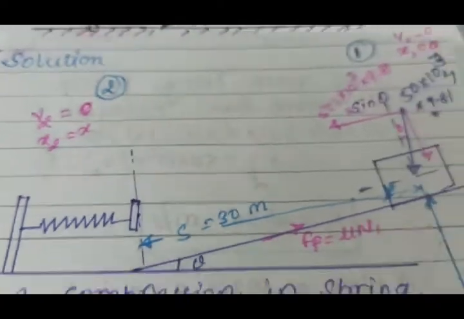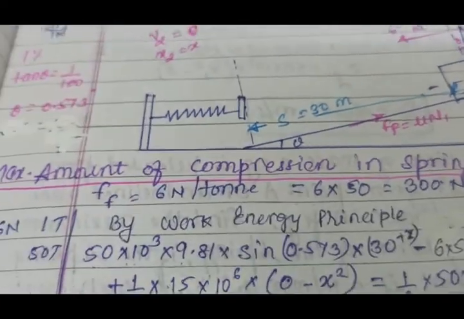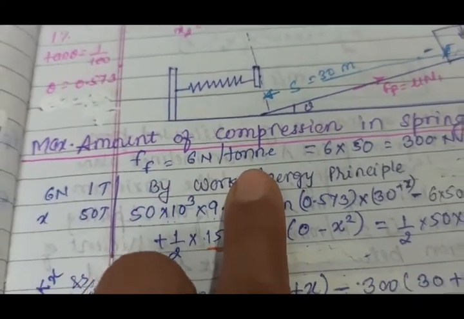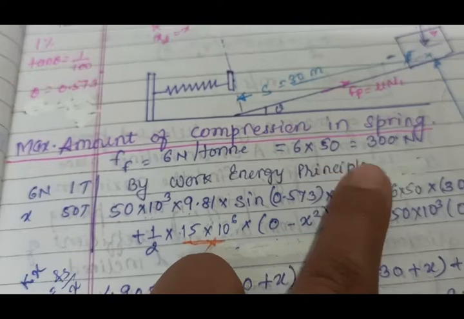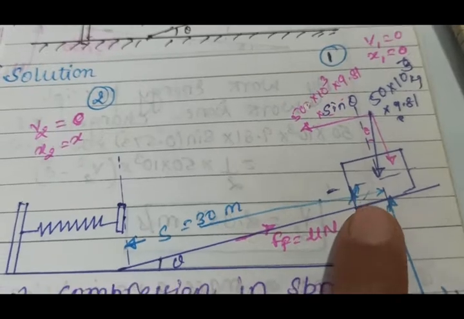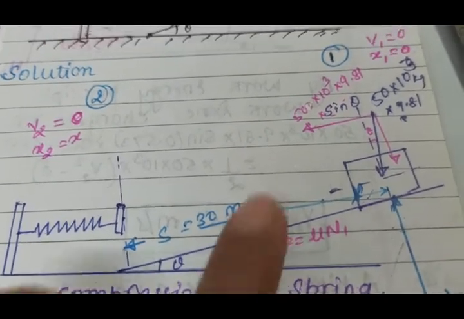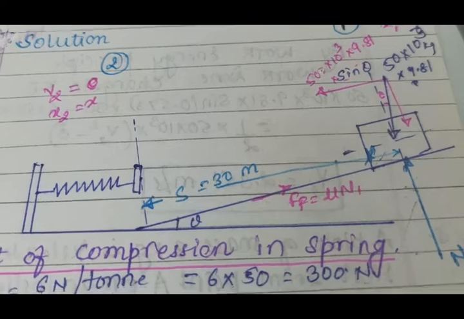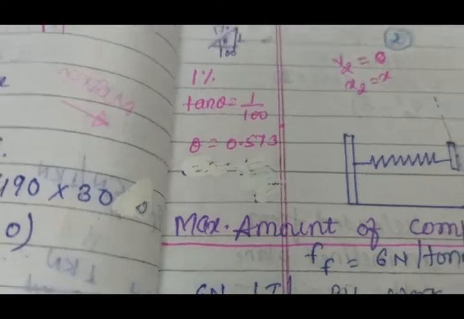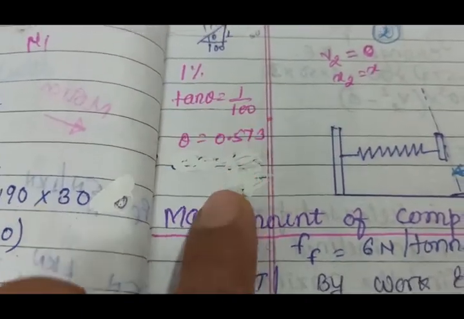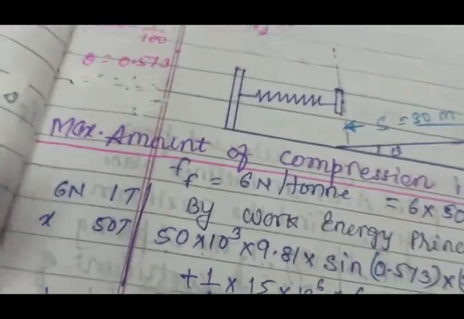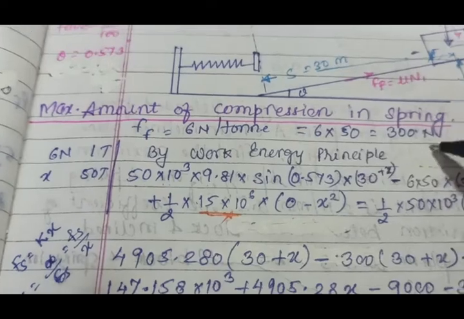When we draw the free body diagram, it will be something like this. First we'll find out the amount of compression in the spring. We have found out the force of friction, 6 newtons per ton, so this will become 6 into 50, which comes out to 300. This is the free body diagram of the block. Weight is 50 into 10 raised to power 3 into 9.81. Sine component, sine theta. Theta we have found by converting the 1% grade: tan theta is equal to 1 by 100, so we get theta equal to 0.573 degrees.